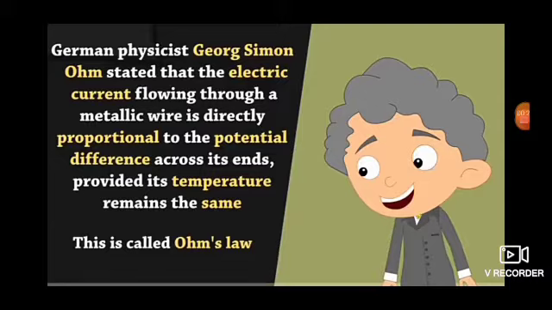German physicist George Simon Ohm stated that the electric current, that is I, flowing through a metallic wire is directly proportional to the potential difference. What is potential difference? V across its ends. Now again, electric current, that is I, is directly proportional to V. That means if you increase V, the I is also increased. Increased V means, for example, 1 cell, 2 cells, 3 cells.